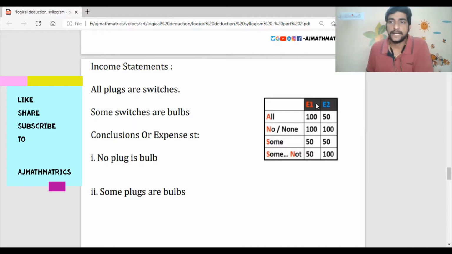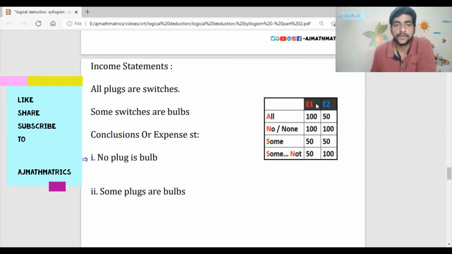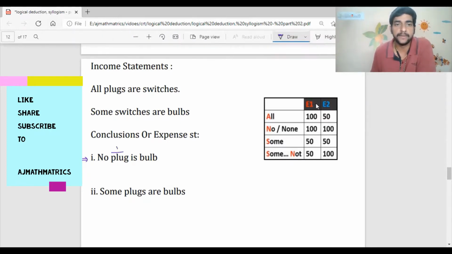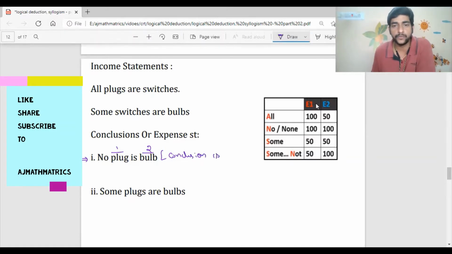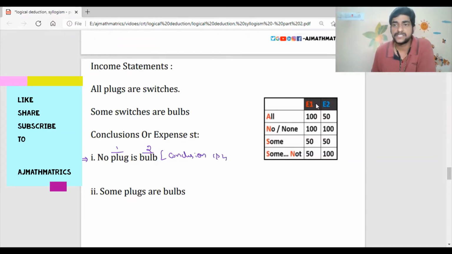Let's start the session. Now, let's solve this question. As usual, I'm starting from here. No plug is a bulb. Plug is in which statement? First statement. Bulb is in the second statement. So it's a conclusion of 1 and 2. The next is, does it follow or not?